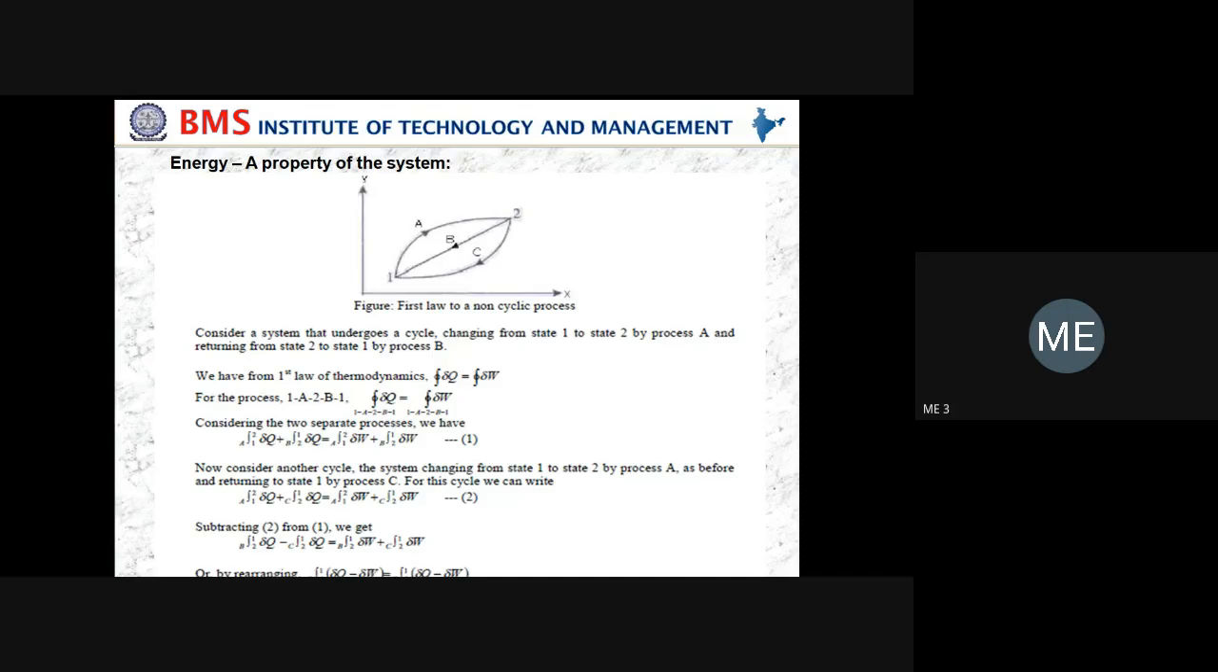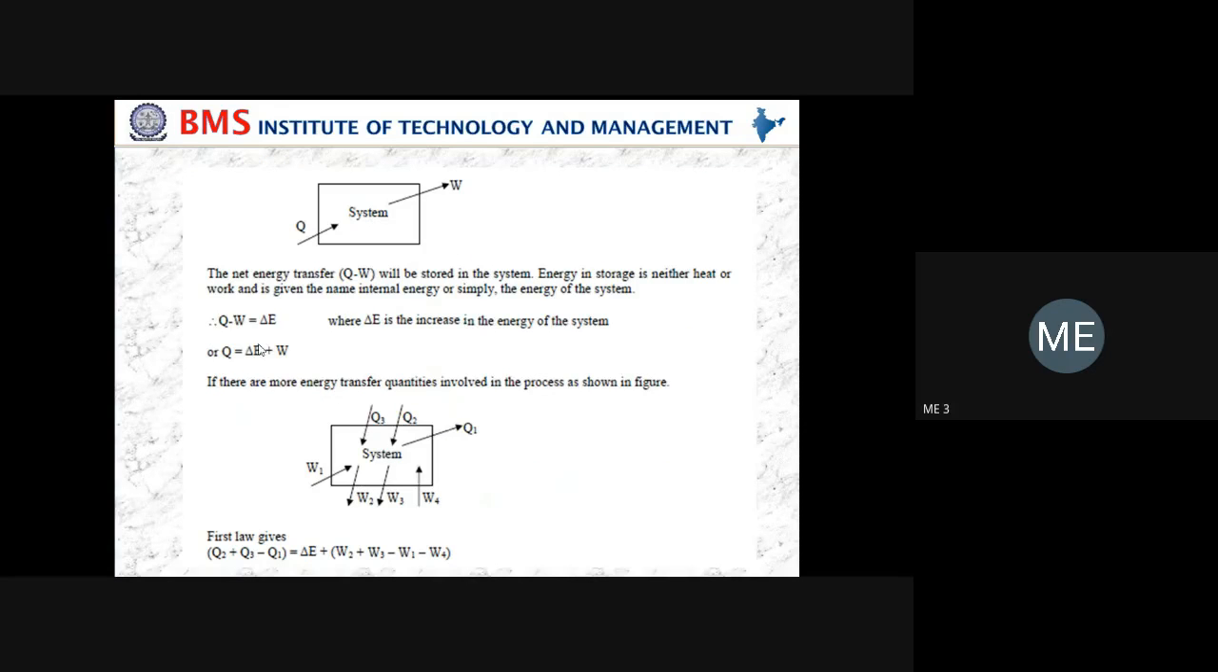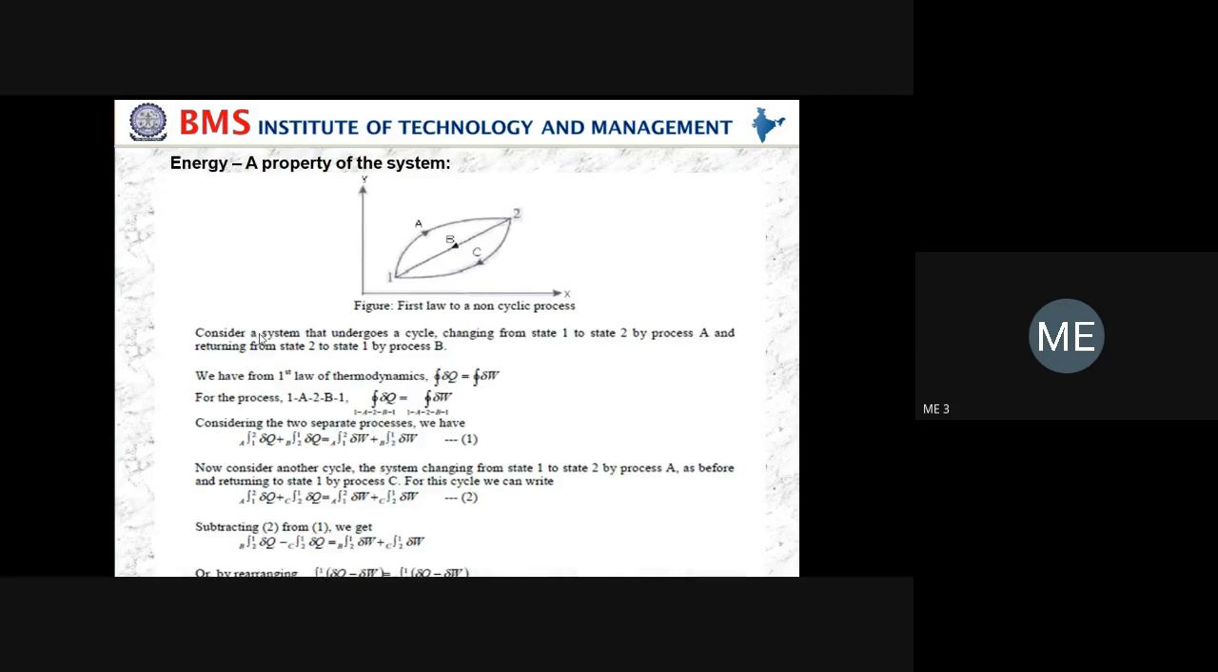But what about Q minus W? Q minus W is nothing but what we studied in the previous class, that Q minus W is delta E. Once again we have a term called Q minus W by following path B. So we can write delta E_B equals delta E_C.